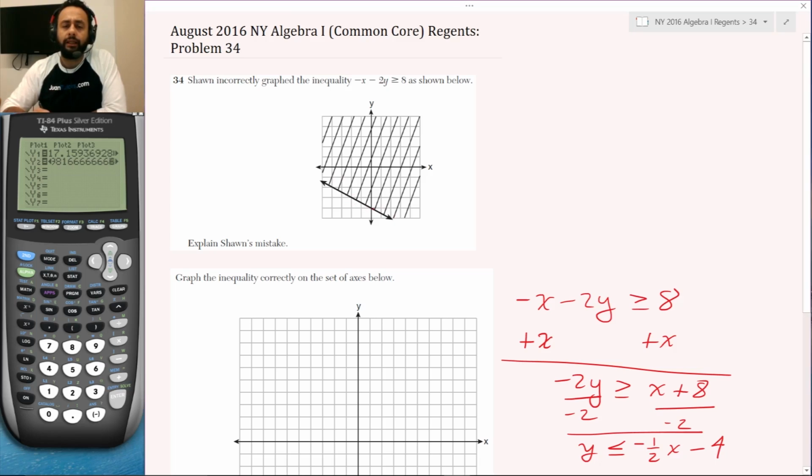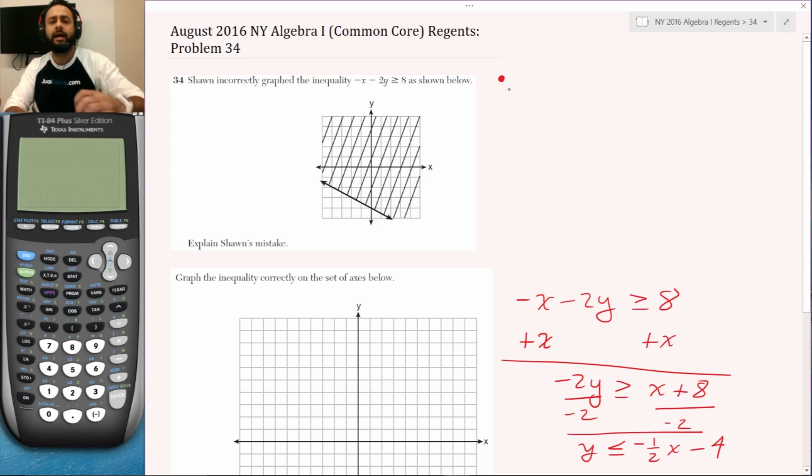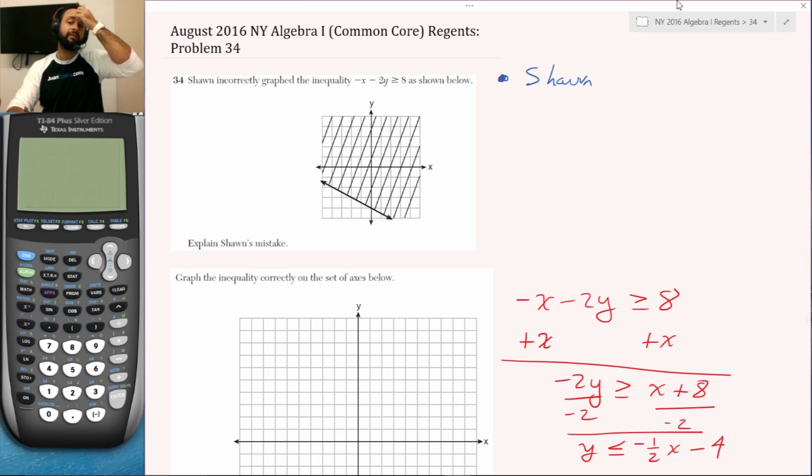In this case, the line is graphed correctly, but it looks like the above is shaded, so y is greater than the values on the line. And in this case, y is less than or equal to the points on the line. So one possible mistake that you could describe is that Sean shaded above the line instead of shading below the line.